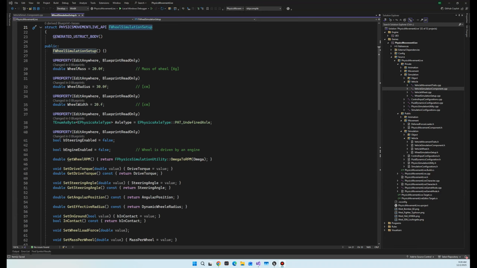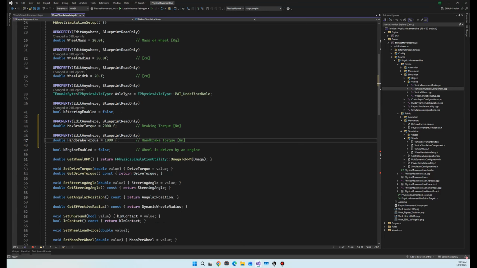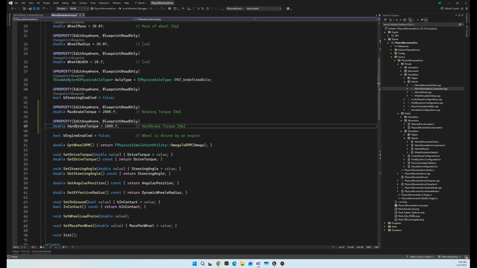I think what we're missing here is, after steering enabled, I'm going to add brakes. We've got the ability to speed up, but we also need the ability to slow down. So each wheel is going to have a brake, with the ability to turn braking on for those wheels if we wish.